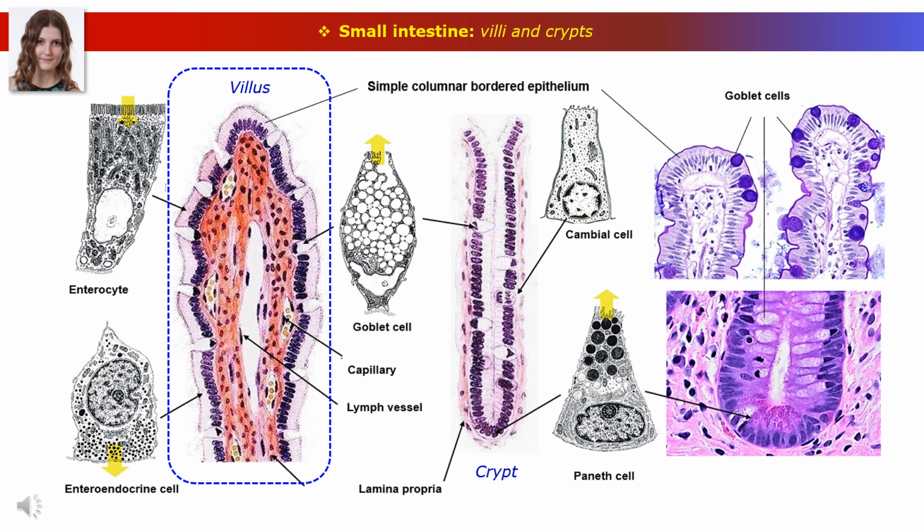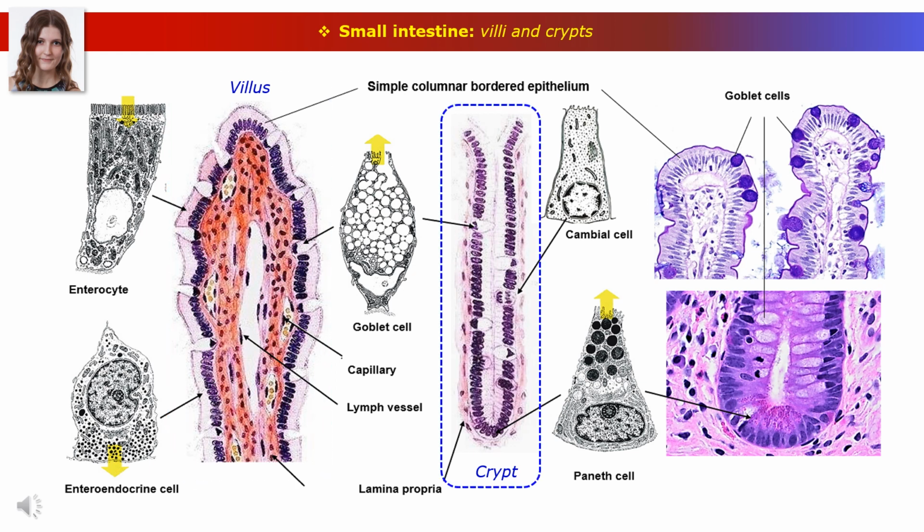The intestinal crypts, or Lieberkühn glands, are tube-shaped recesses of the mucosa in the full depth of the lamina propria to the muscular lamina mucosae. The epithelium of the mucous membrane is simple columnar, bordered. The main cells of the epithelial layer are enterocytes.